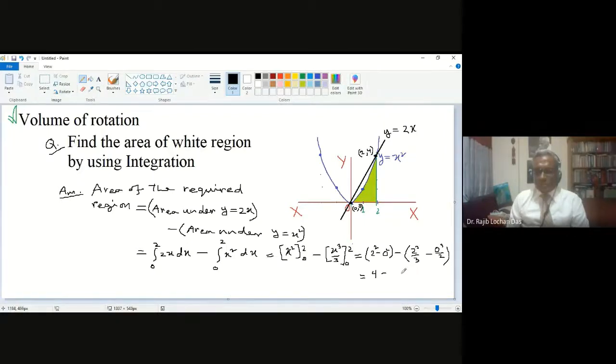Okay, 8 by 3 means 2.67, so it is like 1.33 square unit, that will be the answer. Is that okay? Do you understand this thing?